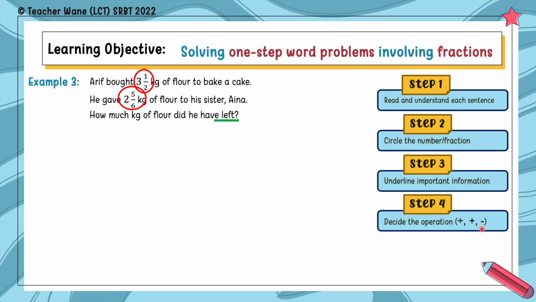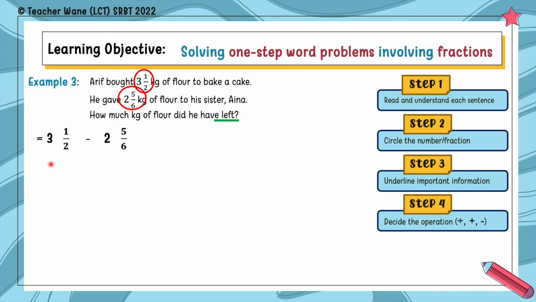Excellent. We are going to choose subtraction. Why? Because of the word here, left. Because he gave it away to his sister. So how much did he have left? So we are going to use subtraction. Now, from the previous lessons, we have learned about subtraction of a mixed number, and we are going to use those skills to answer this question.